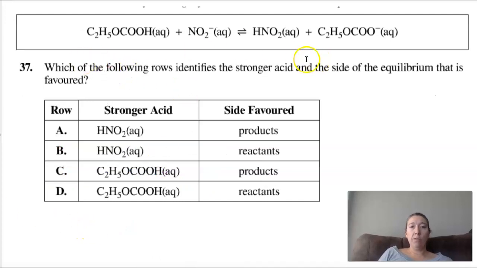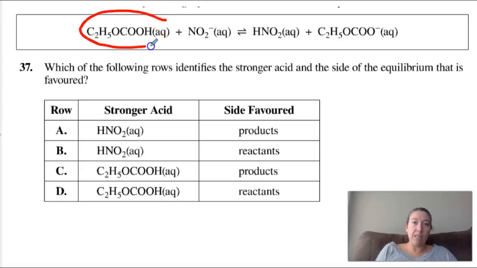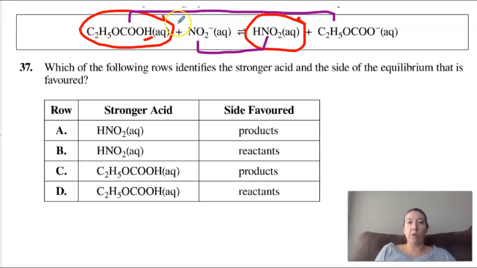So here we have our equation. It says, which of the following rows identifies the stronger acid and the side of the equilibrium that is favored. So first thing I want to do is figure out what are my acids in this equation, right? So these are my reactants. Out of the two, this is the one that's going to be the acid, right? It has the H. This has no H, so it can't be the acid. Over on this side, this is the one that is going to be my acid, right? Part of the way you can also figure that out is there's the one conjugate pair. Here's your other conjugate pair, right? We know that within each pair, we need an acid and a base.